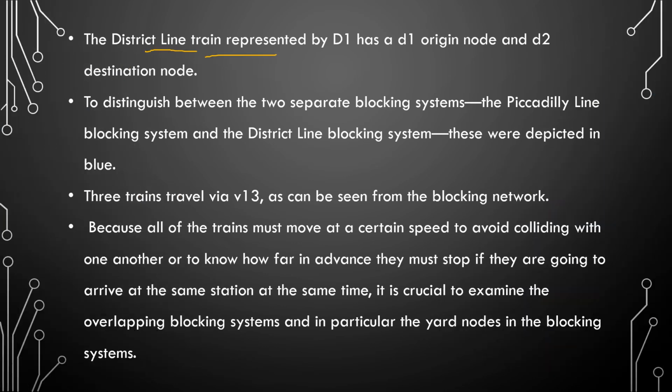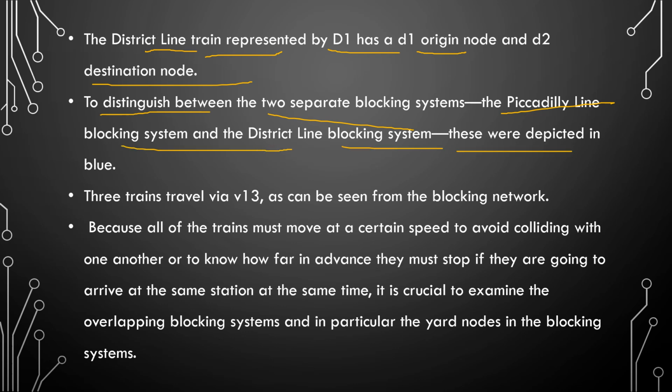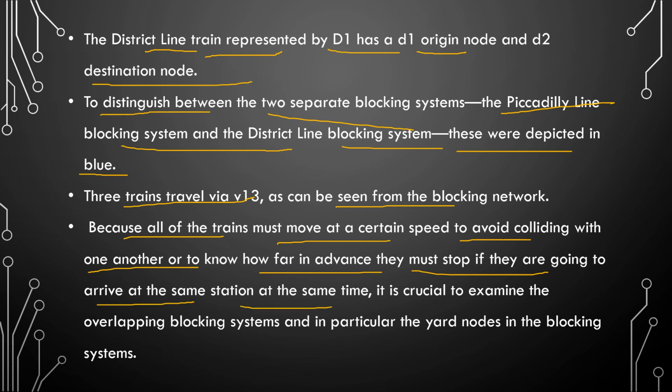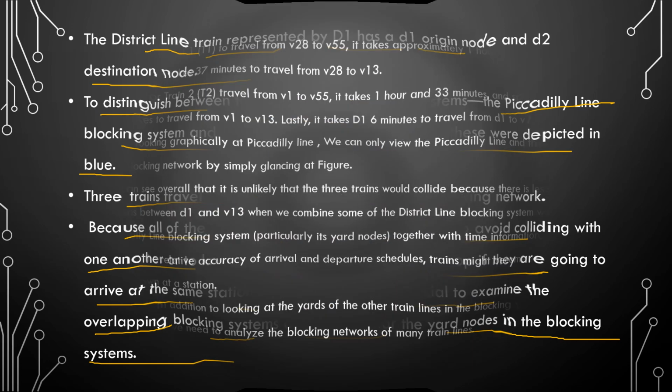The District line train is represented by D1, where D1 is the origin node and D2 is the destination node. To distinguish between the two separate blocking systems, the Piccadilly line blocking system and the District blocking system, they were depicted in blue. Three trains via V30 can be seen from the blocking network because all of the trains must move at a certain speed. To avoid colliding with one another, they must stop some distance in advance if they are going to arrive at the same station at the same time. It is crucial to examine the overlapping blocking systems, and in particular the yard nodes in the blocking systems. Okay, let us move to the next.